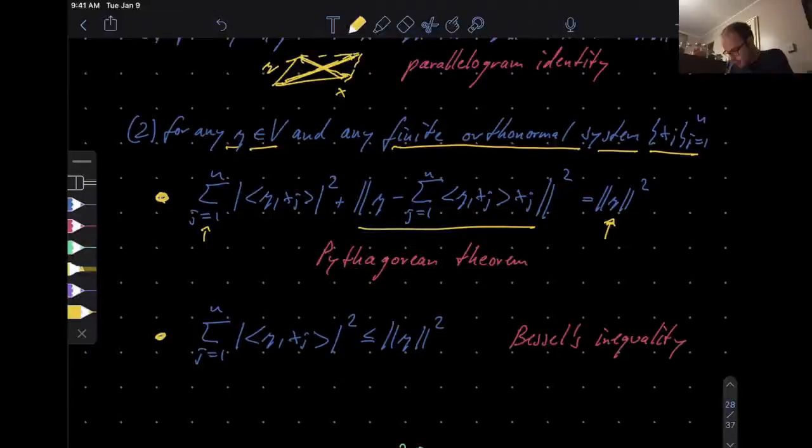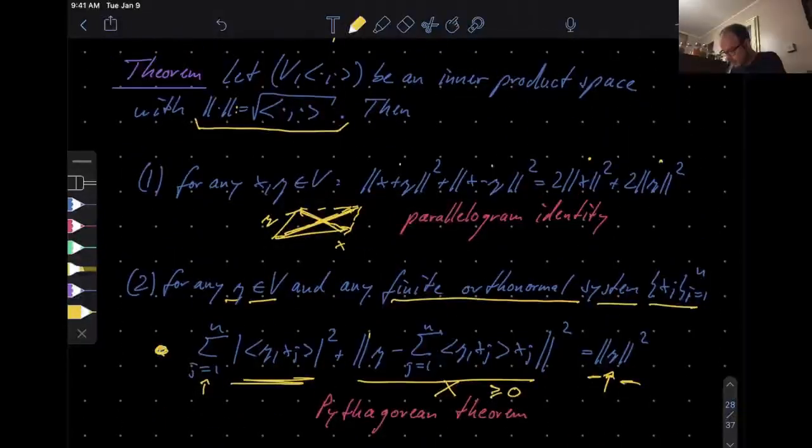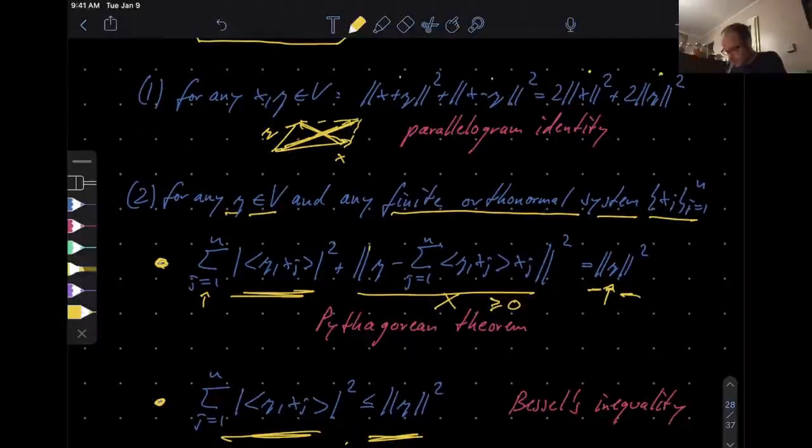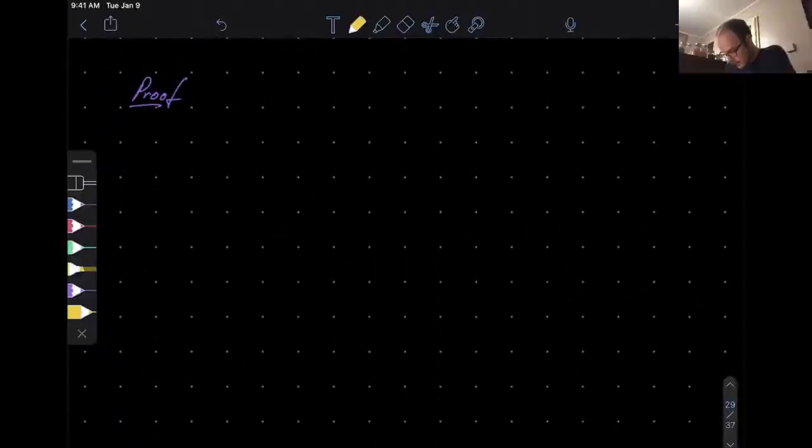How to get Bessel's inequality? Well, look here. This part and this part, this is precisely this and this. And here is a length squared, so this is non-negative. So from this equality, you just obtain an inequality by dropping this term here, the second term, and then immediately you land on Bessel's inequality. So the only thing that we have to prove is the parallelogram identity and Pythagorean theorem. Maybe in the remaining minutes I will do the parallelogram, and then at the beginning of the next video I will do the Pythagorean theorem. Good. So let's get started.